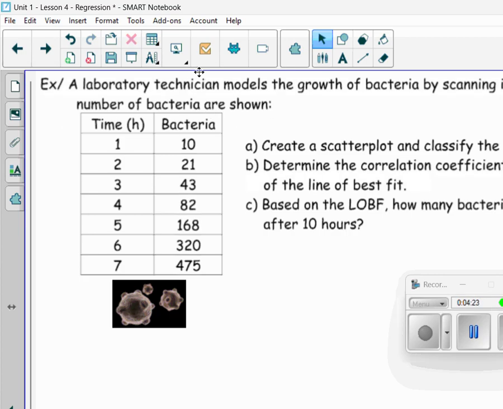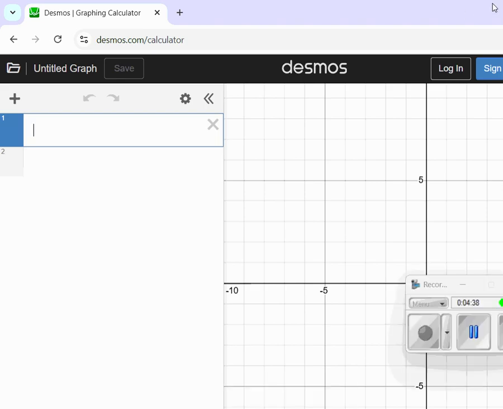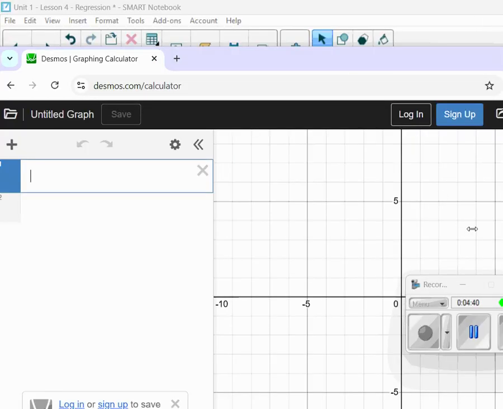So we have a lab technician. They model the growth of bacteria by scanning it every hour. The number of bacteria is shown. In the past, we had to make a graph by hand. We'd have to pick a scale, follow our dots, and do all these fun things. We're going to use technology to help us do this. So how do we do this? Let's make this smaller so we can see the question.